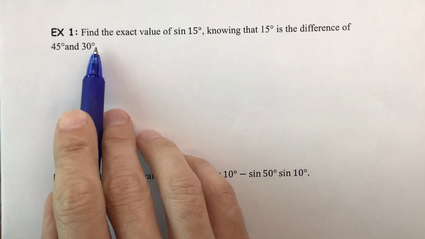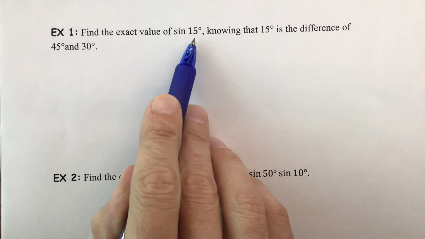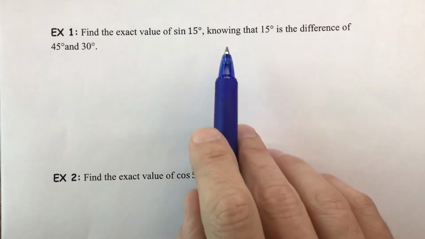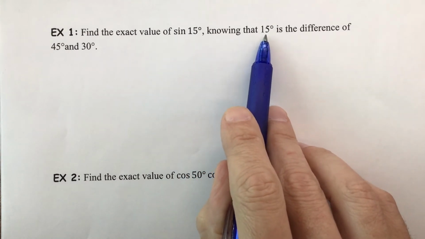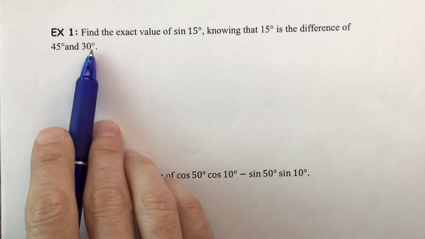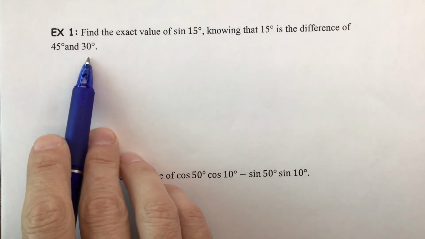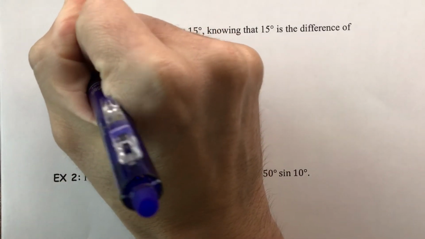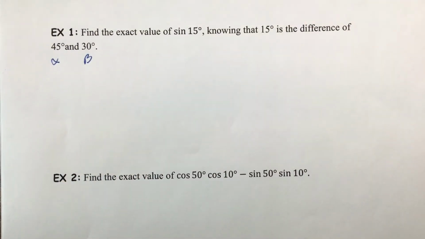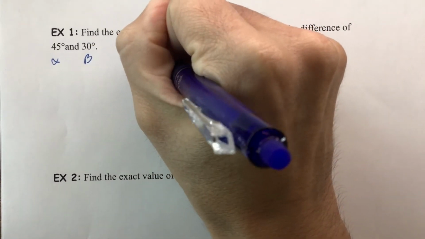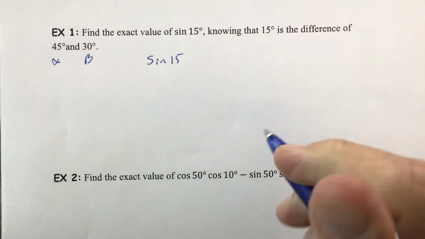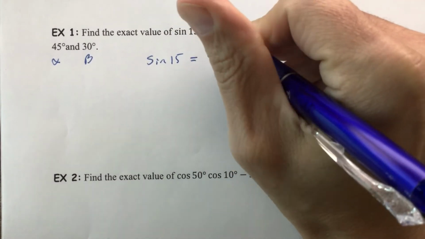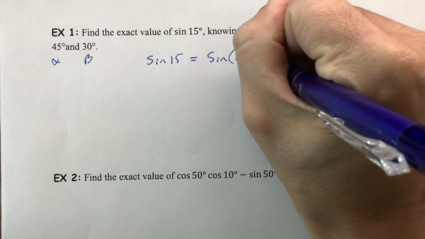Example 1, find the exact value of the sine of 15. The exact value is what we want. Now, we're going to be able to do that because we know that 15 degrees is actually the difference of 45 and 30. If I treat the 45 as alpha and the 30 as beta, then what I could do is take the sine of 15, and I can rewrite that as the sine of 45 minus 30.